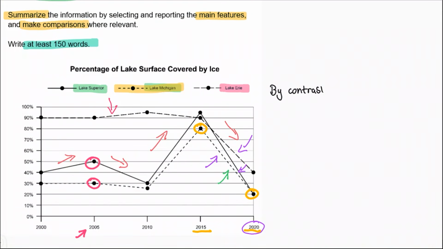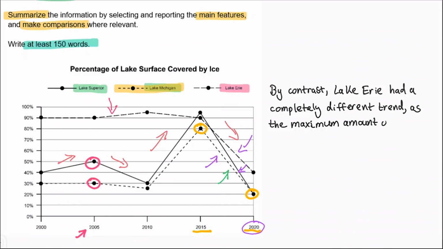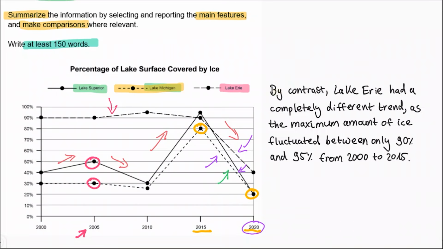By contrast, Lake Erie had a completely different trend, as the maximum amount of ice fluctuated between only 90% and 95% from 2000 to 2015. By contrast shows that we are talking about a different trend now. Fluctuated is an advanced verb to describe what's going on in the line graph. Only is an amazing word too, because it stresses how small the change is.